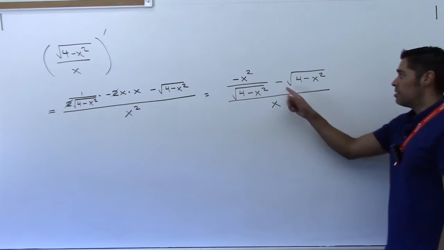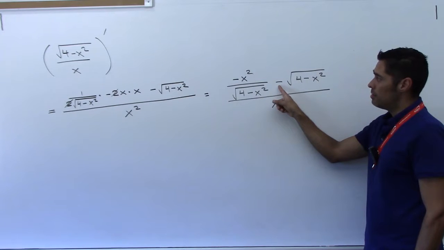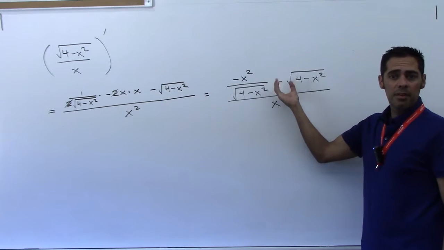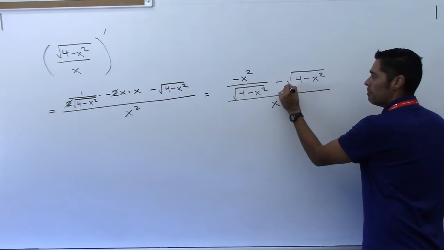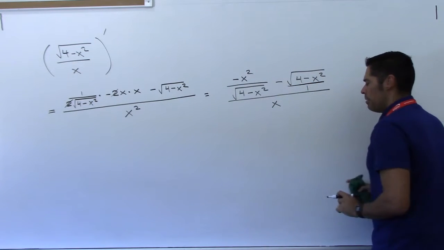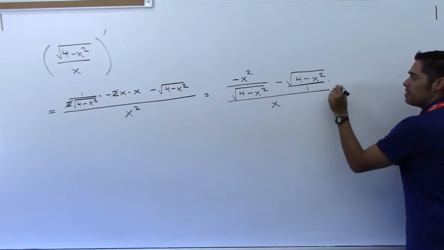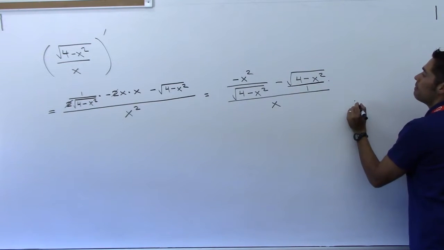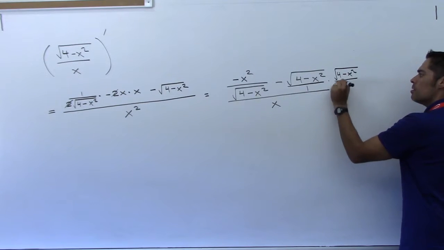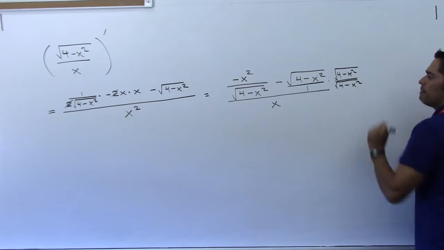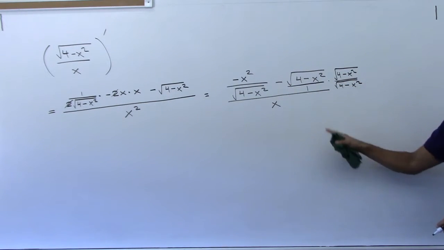Not yet, they don't cancel because there's subtraction. If it was multiplication, yes. But I would have to put these together with a common denominator. Like if I want to combine these two together, so imagine that that's over 1, I would then have to multiply this top and bottom by what? Square root 4 minus x squared over square root 4 minus x squared. Now they would have the same denominator.